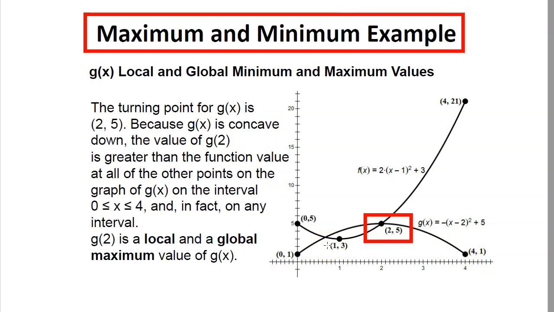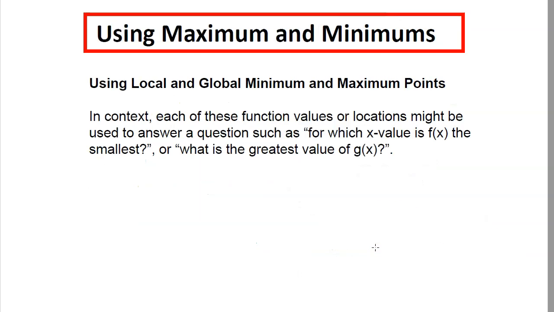The turning point for g of x is 2, 5. Because g of x is concave down, the value of g of 2 is greater than the function value of all the other points on the graph of g of x on the interval 0 to 4, and in fact on any interval. So g of 2 is a local and global maximum value of g of x.